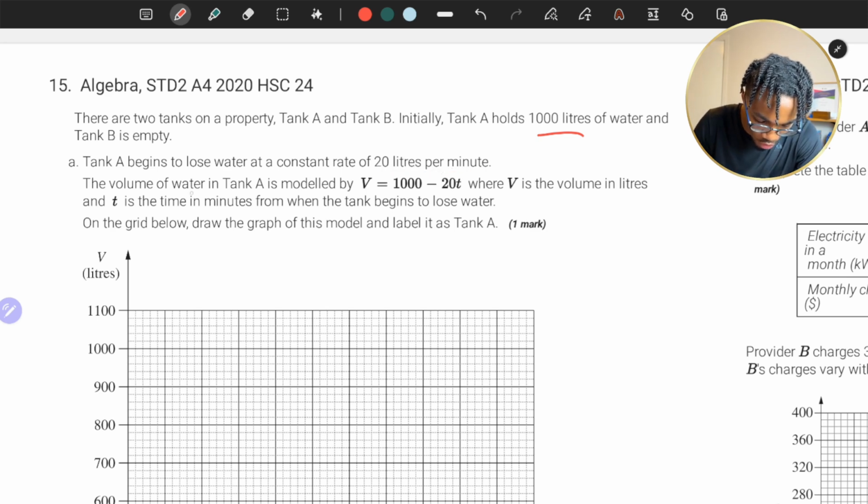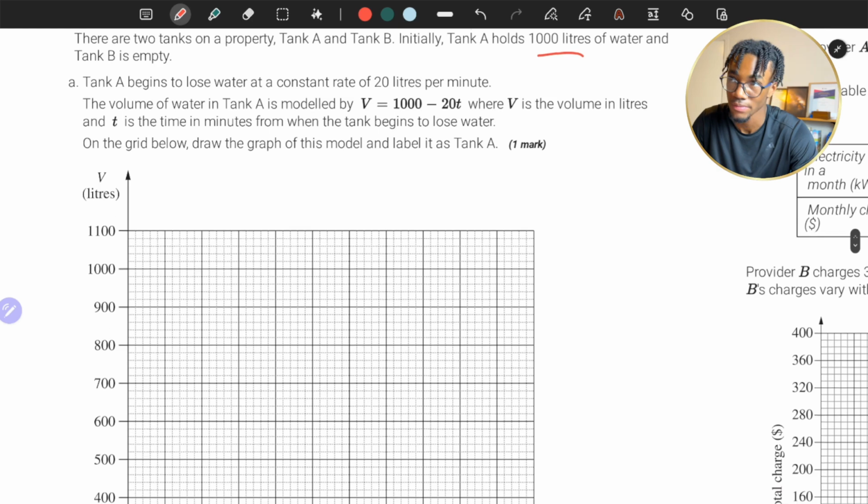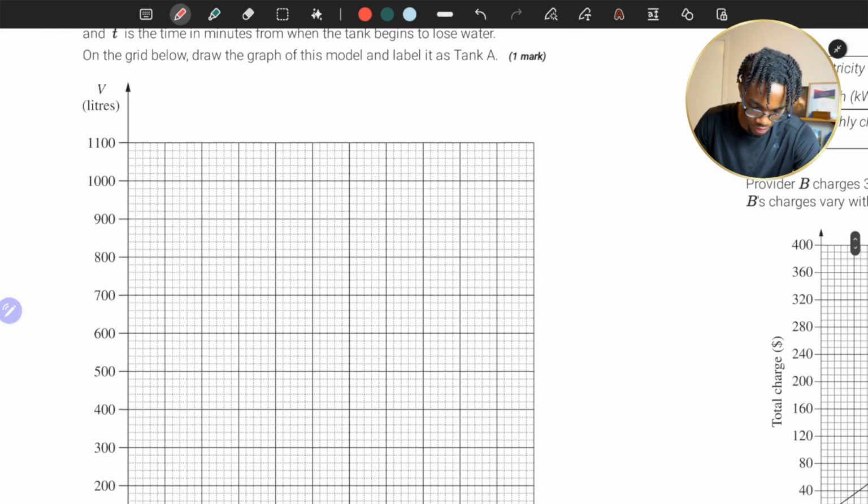Right. The volume of water in tank A is modeled by V equals 1,000 minus 20T, where V is the volume in liters and T is the time in minutes from when the tank begins to lose water. On the grid below, draw the graph of this model and label it as tank A. So let's go down here.